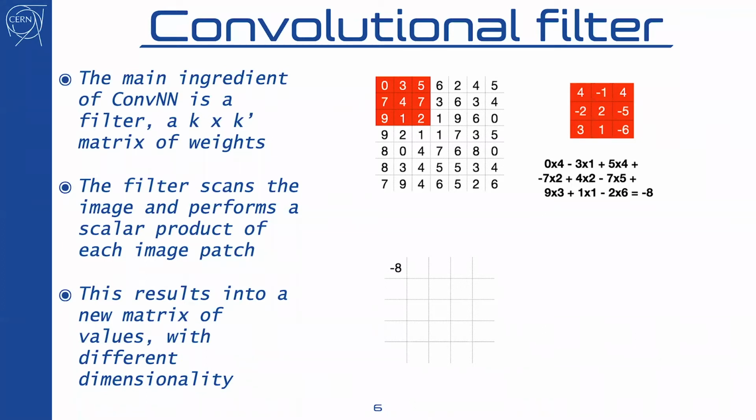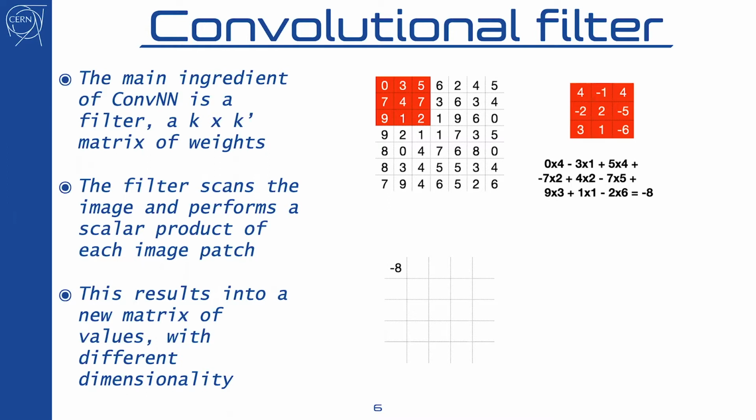Now how it works. You have an n times n image, which is the big matrix that I pictured there. And then you scan this image with a k times k prime kernel. k and k prime can be the same. In the example, they are both equal to 3. So you have a 3 by 3 kernel. And this kernel has weights, which are the things that you see on the right: 4, -1, 4, -2, 2, -5. These are the weights of the kernel. So if you have a k times k prime kernel, you have k times k prime parameters. These are the parameters of the network that you need to learn.